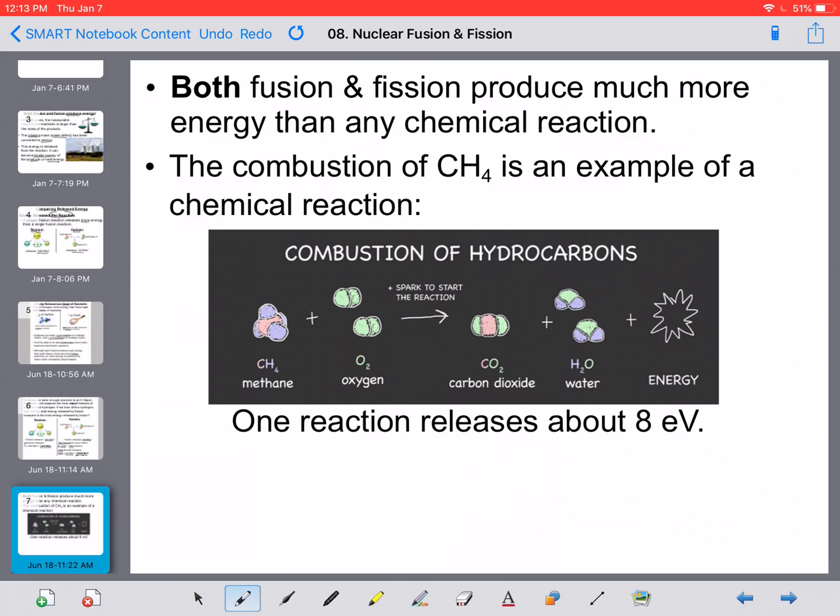Something else to note is that both fusion and fission produce much, much more energy than any chemical reaction. This is why nuclear power plants are able to produce so much energy. Just as an example, you don't need to memorize this, and you don't need to memorize the values given in any of the slides. Let's say we have the combustion of methane. Combustion of methane is a chemical reaction. It's not a nuclear reaction. And the amount of energy released by combusting one methane molecule is only about 8 electron volts, just for comparison's sake.